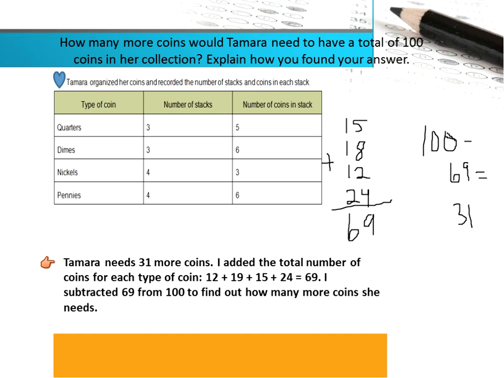I subtracted 69 from 100 to find out how many more coins she needs. So again, it's modeling for our students what they need to do. Can you imagine if we did not model this for them and they went in to take their state test? I don't know how well they would do. It only takes that one time of really modeling and showing exactly what's expected, and then I feel like they will do really well.